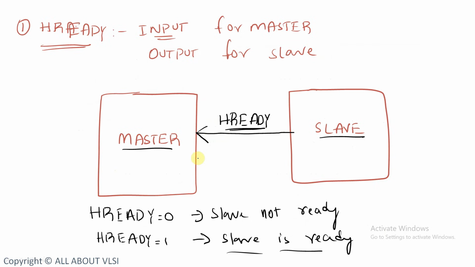So this HResponse signal is also input to our master and output to our slave. Using this HResponse, the master is going to decide that the transaction has successfully completed. If HResponse is equal to 1, the transaction has successfully completed. If HResponse is equal to 0, then there will definitely be an error. So the master will come to know there is an error.